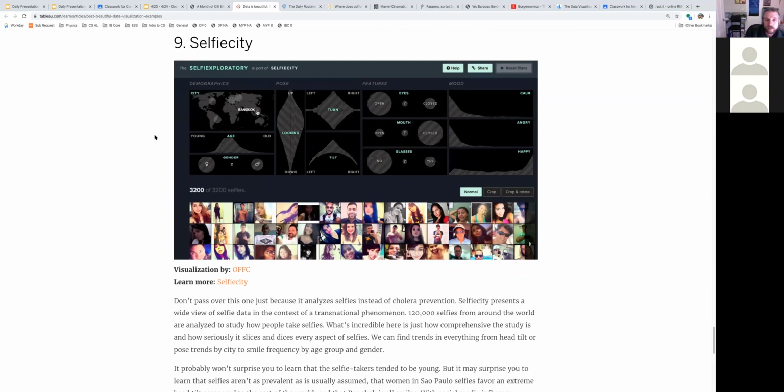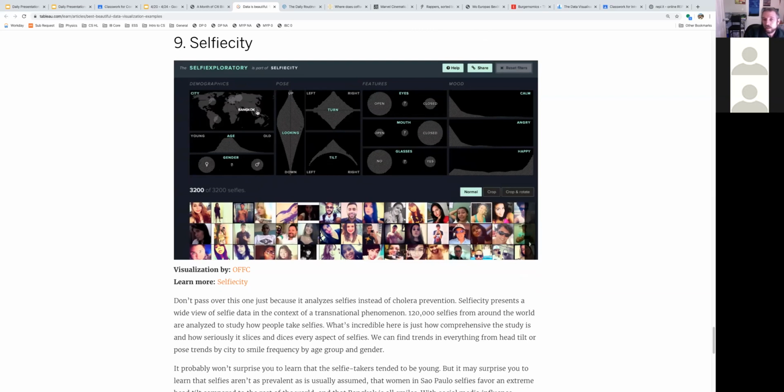Selfies. This includes a whole bunch of different really cool visualizations, like who's taking selfies, younger or older? Well, obviously, more younger people, right? More females are taking selfies than males, some unidentified. What people are doing: are they looking up, are they looking down? Are they looking left or looking to the right? It's fairly even.